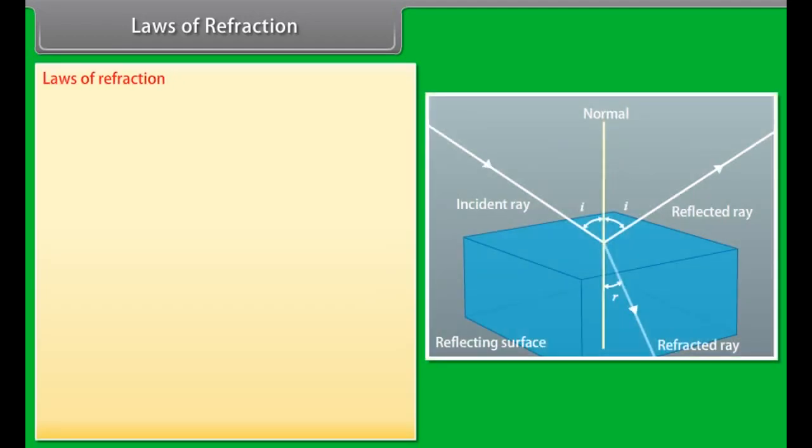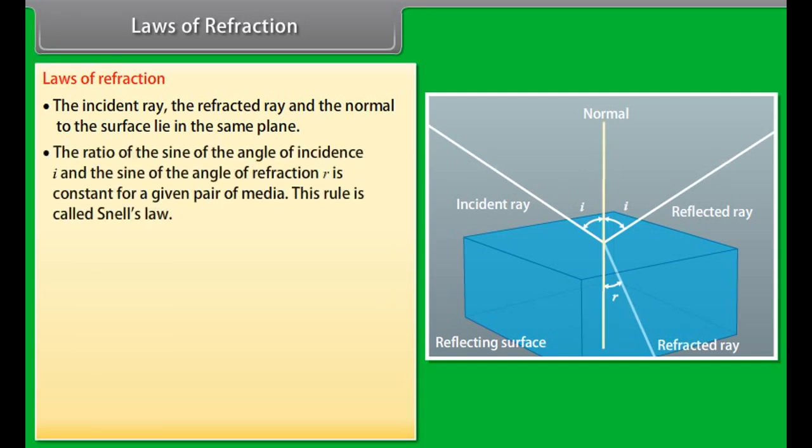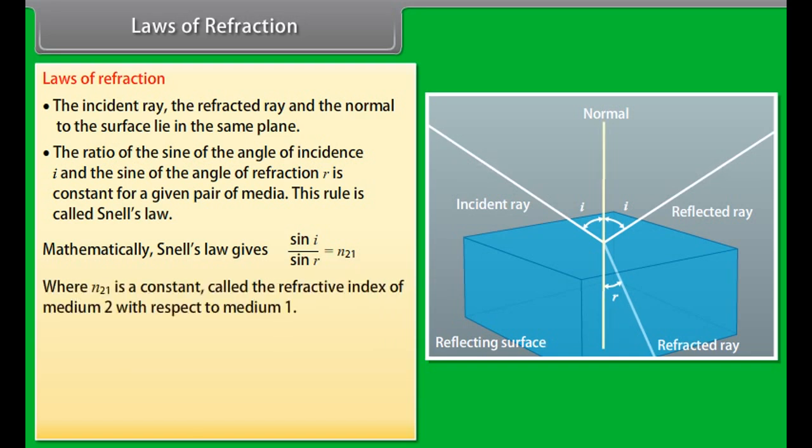Laws of refraction. The incident ray, the refracted ray and the normal to the surface lie in the same plane. The ratio of the sine of the angle of incidence i and the sine of the angle of refraction r is constant for a given pair of media. This rule is called Snell's law. Mathematically, Snell's law gives sin i / sin r = n21, where n21 is a constant called the refractive index of medium 2 with respect to medium 1.